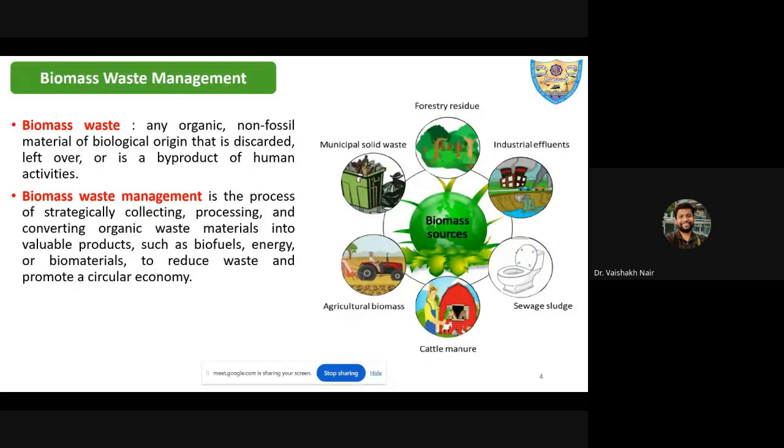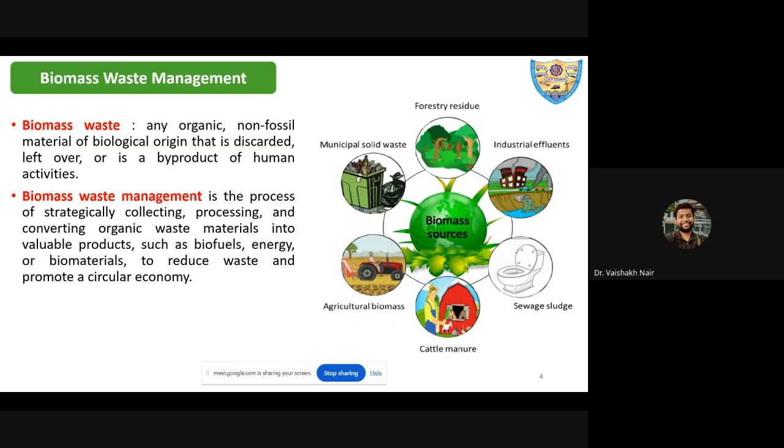Now, when I talk about biomass waste management, biomass waste can in general be stated as an organic, non-fossil material of biological origin that is discarded, leftover, or is a byproduct of human activities. And again, there are different types of biomass waste generated from different sources. So you have municipal solid waste, forestry residues, industrial effluents, sewage sludge, cattle manure, and agricultural biomass.